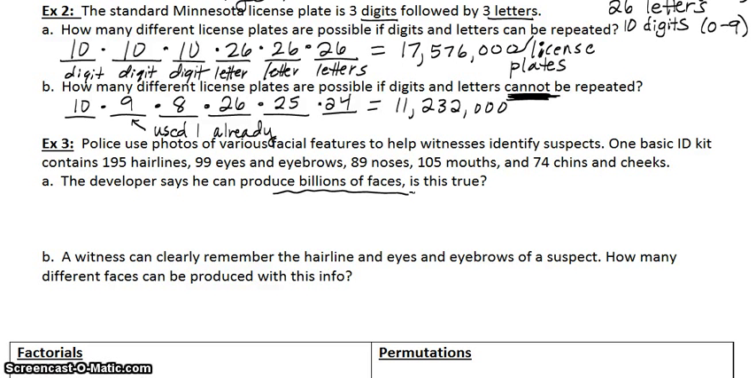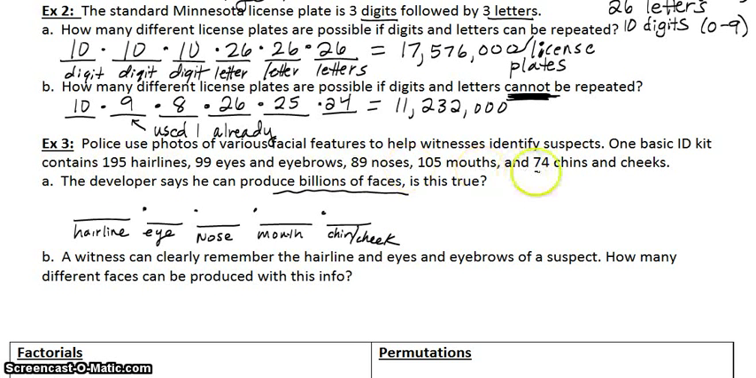All right, so we want to figure out how many different faces could someone create with these different elements. So if you think about it, I've got the hairline group that I could pick from. I've got the eye group. I've got the nose group, and eyes and eyebrows are in the same group. I've got the mouth group, and then I've got the chin or cheek group. So there's 5 different categories of information they gave us. So it said 195 hairlines, 99 eyes, 89 noses, 105 mouths, 74 chins or cheeks. And I got that just from the information they just gave us.